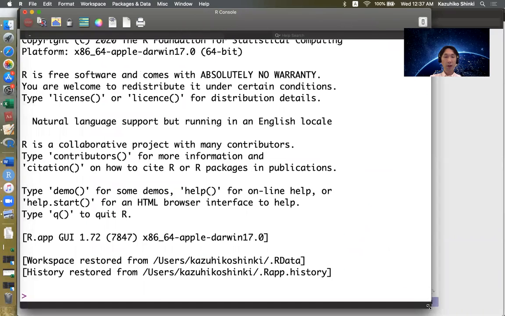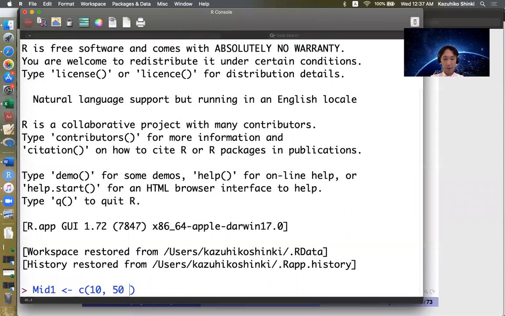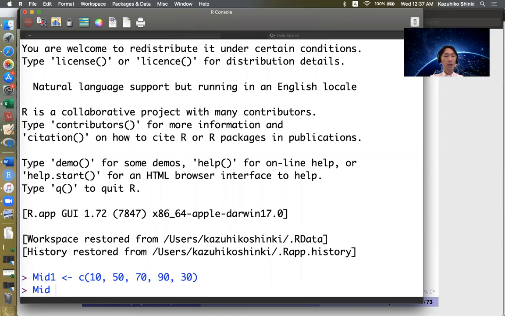Okay, so suppose that we have two vectors. The first vector is the midterm 1 score of 5 students: 10, 50, 70, 90, 30. And the second vector is the midterm 2 scores for the same 5 students in the same order. Suppose that is 20, 80, 100, 60, and 40.